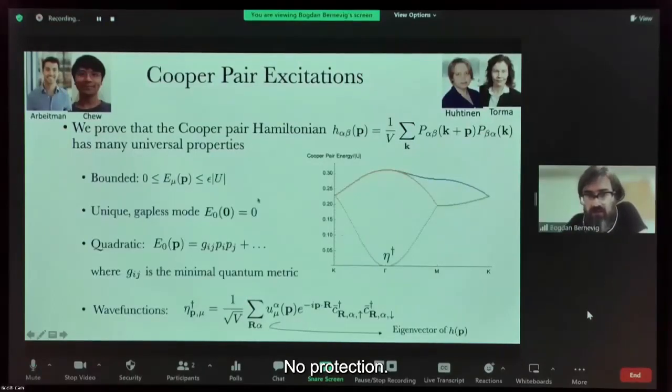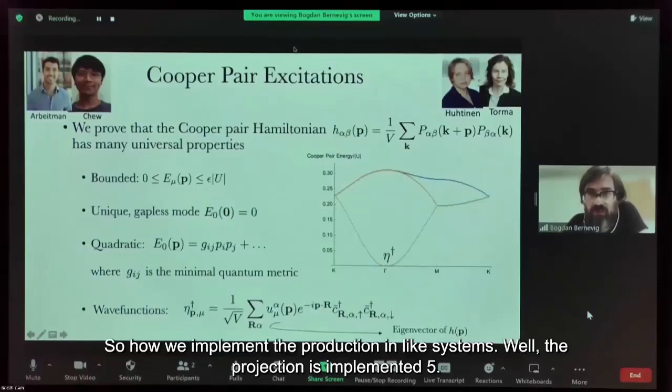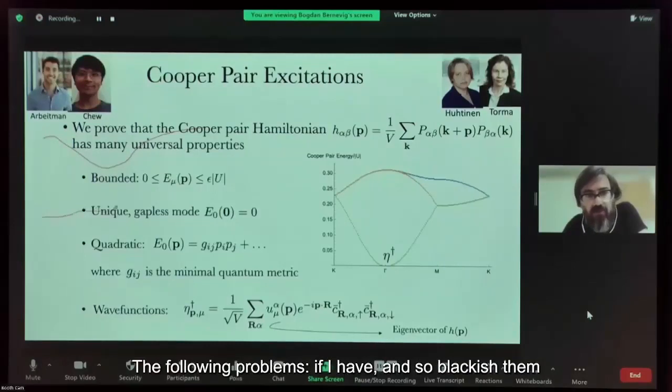So how will we implement the projection in real systems? Well, the projection is implemented in real systems by the following properties. If I have a dispersive band and a flattish band, number one, my Fermi level is in this flattish band. Number two, U is larger than the bandwidth of the flattish band, but smaller than this gap.